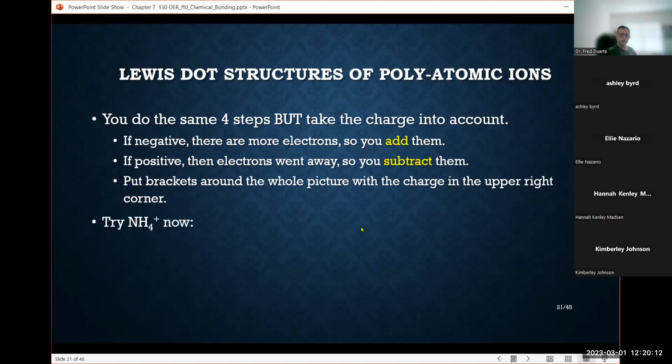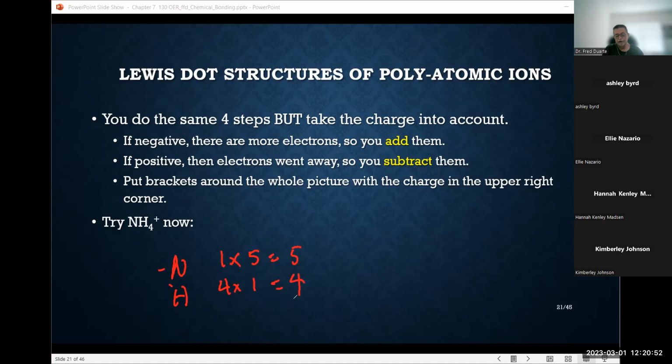Okay, so let's try ammonia, the ammonium ion. So we do what we've been doing. We have nitrogen. There's one nitrogen, and it is in group 5, so we have a total of 5 electrons. Hydrogen, we have 4 of them, and each one brings 1 valence electron. So we have 4 valence electrons.